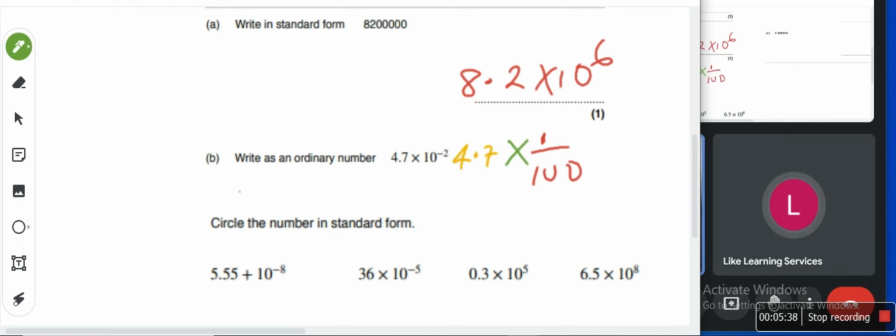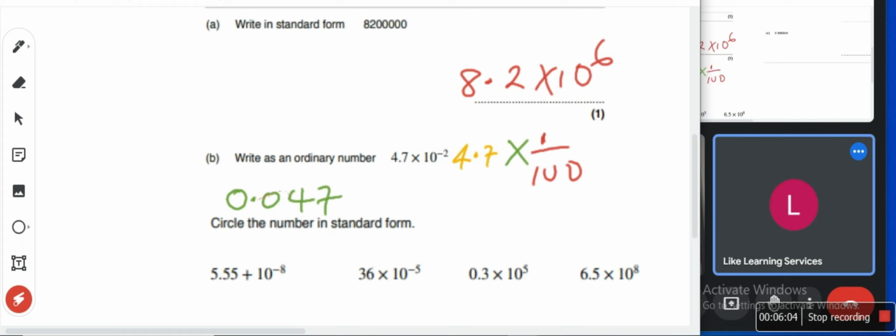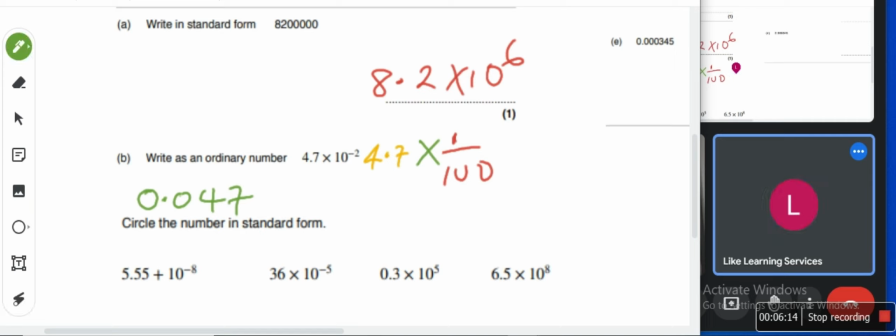I think I even need to explain to you. We will come back to this question. But just know that if you have minus 2 as the power for 10, you introduce a 0. Can I say that again? You know, this is the same thing as saying 4.7 times 0.01.